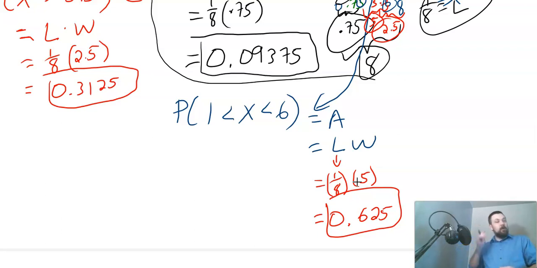So that's how the uniform distribution works. You'll have a few of those on the homework, and you will have at least one, probably just one question on the uniform distribution on the test if you're in my class. All right, let's take a look at the next topic.